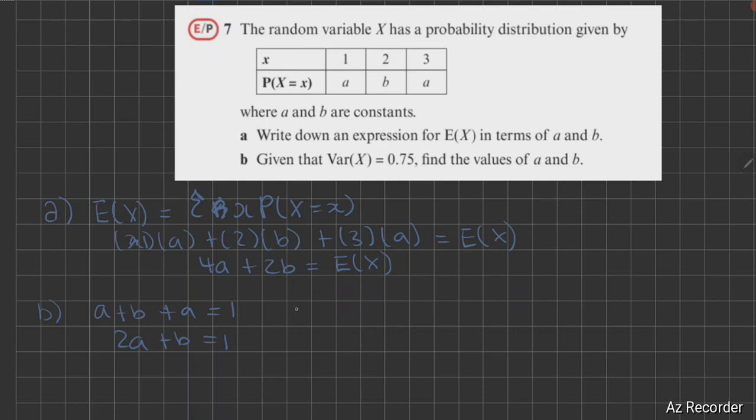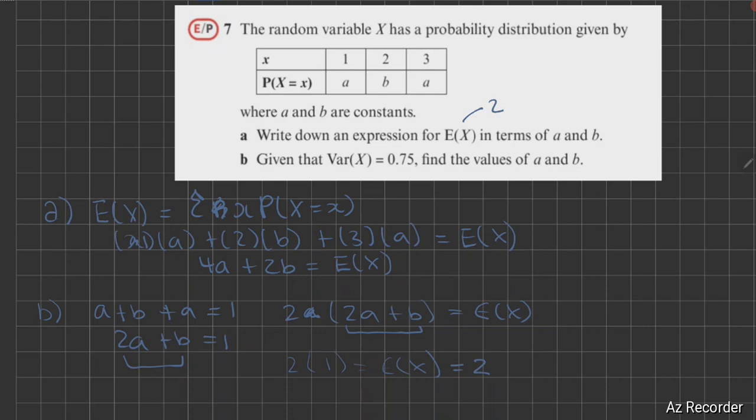However, if we notice our E(x) value is 4a add 2b, if we factor out 2, we get 2(2a add b) is equal to E(x). This 2a add b is the same 2a add b that equals 1. So 2 times 1 is equal to E(x). So E(x) is 2. So that's made things a lot more simple for us.